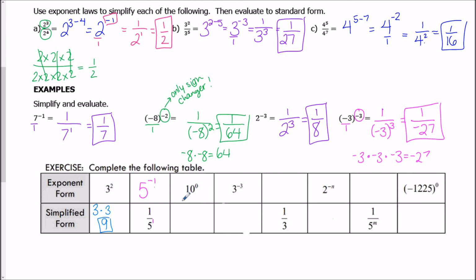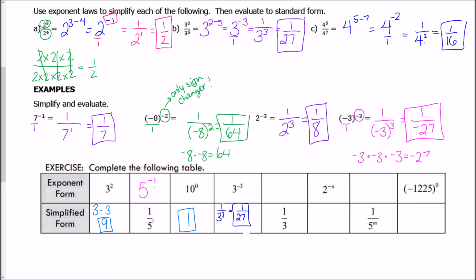For the next one, we've got 10 to the power of 0. Anything to the power of 0 is just 1, so my answer here is 1. Okay? For the next one, 3 to the power of negative 3 means 1 over 3 to the power of positive 3. And 3 to the power of positive 3 is 27, so my answer is 1 over 27.